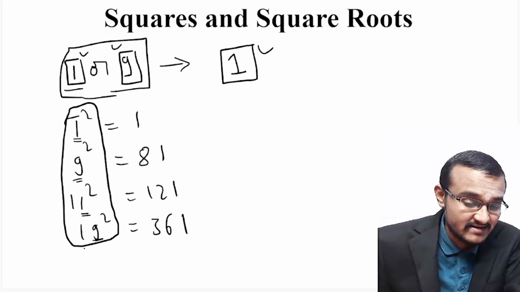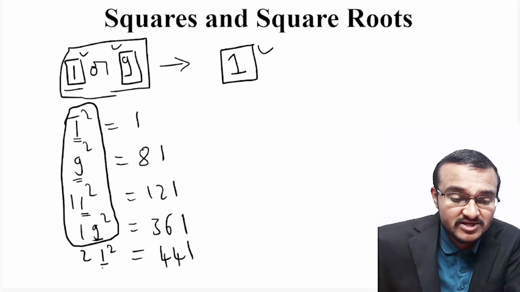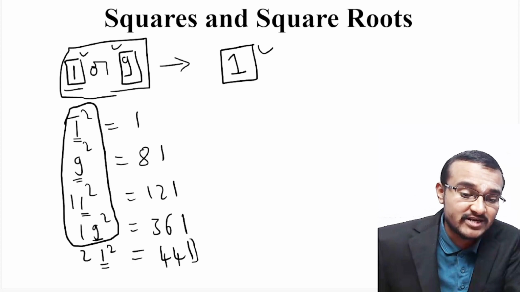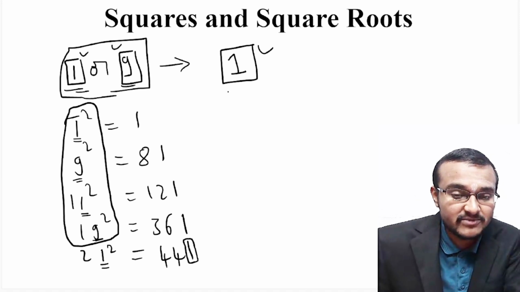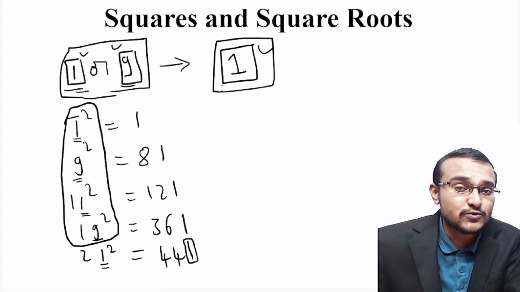Here this number is ending with 1, this is ending with 9, this is ending with 1, this is ending with 9. So here also if you take one more example, if you take 21, then the answer for 21 squared will be 441. Here also 21 is ending with 1, and the square of 21 is also ending with 1. So any number which is ending with 1 or 9, if you take the square of that number, then that square will end with 1 in the units place. So this is another property.